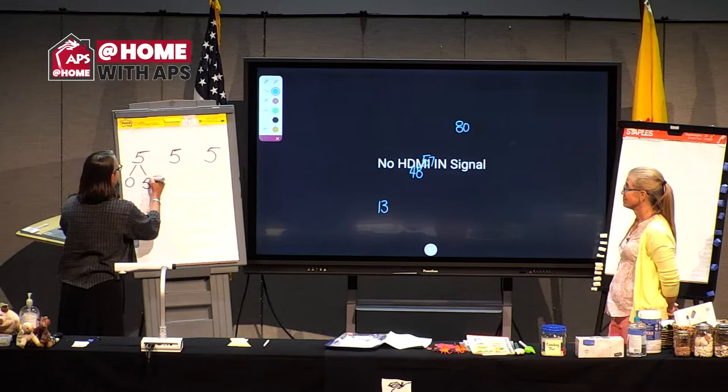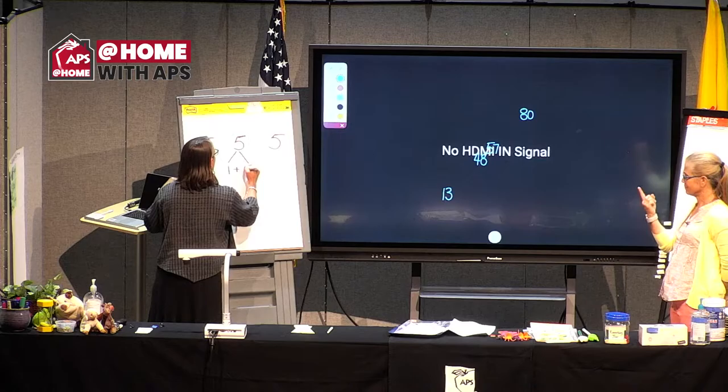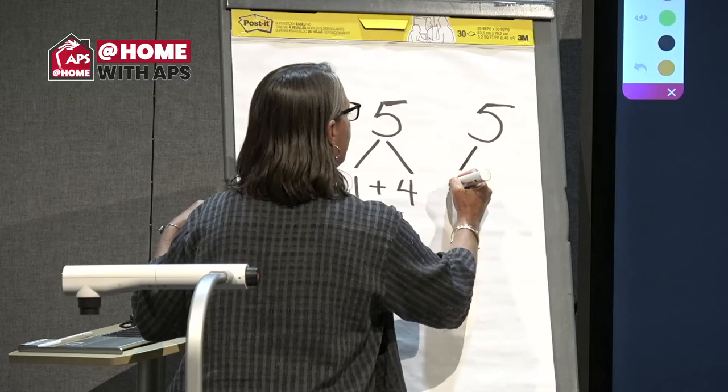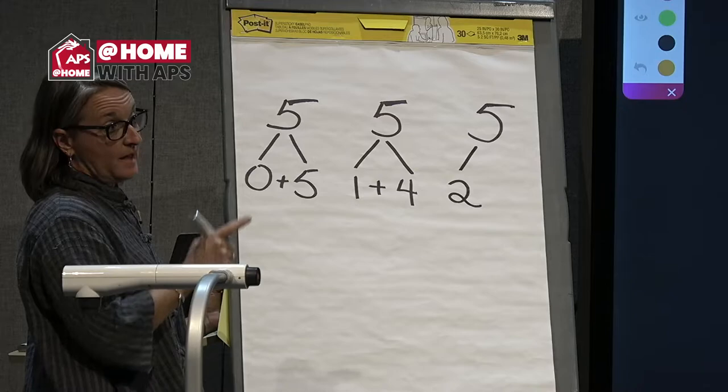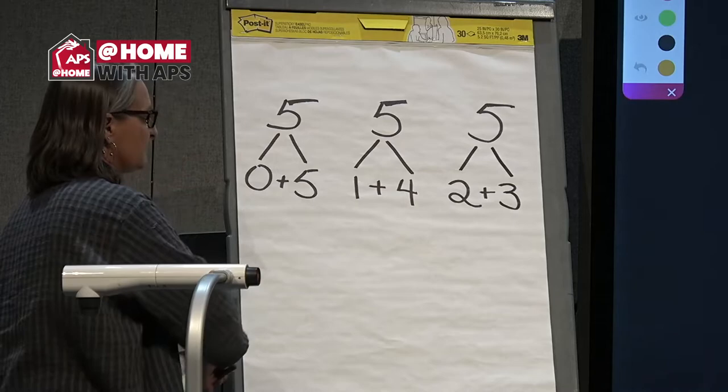It's another way. What if we started with 1? 1 and 4 made 5. What if we had 2? What goes with 2 to make 5? If you're not sure, Mrs. Openchain is showing you a good way to think about it. 3 goes with 2 to make 5. We can always use our fingers to help, because how many fingers do we have on one hand? 5. That's right.